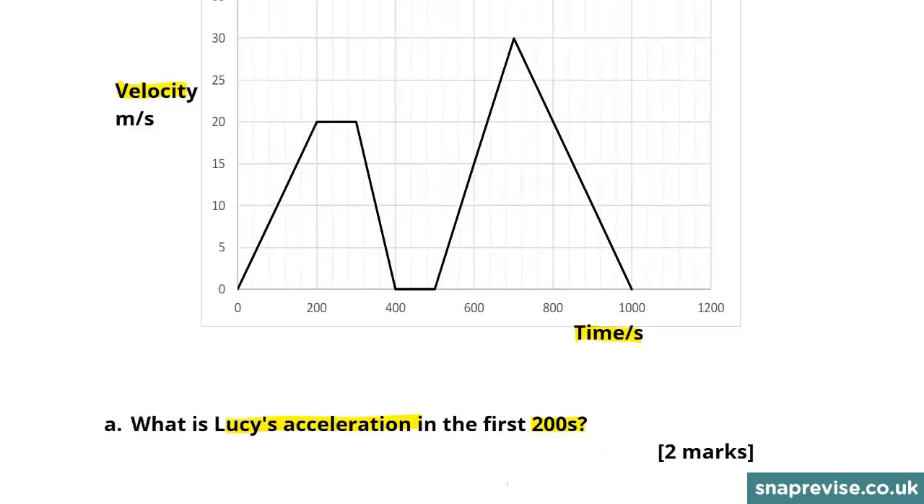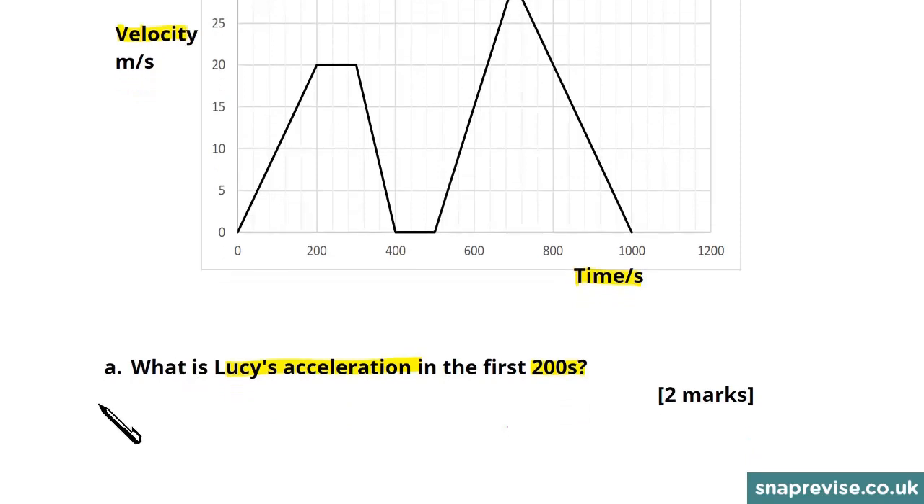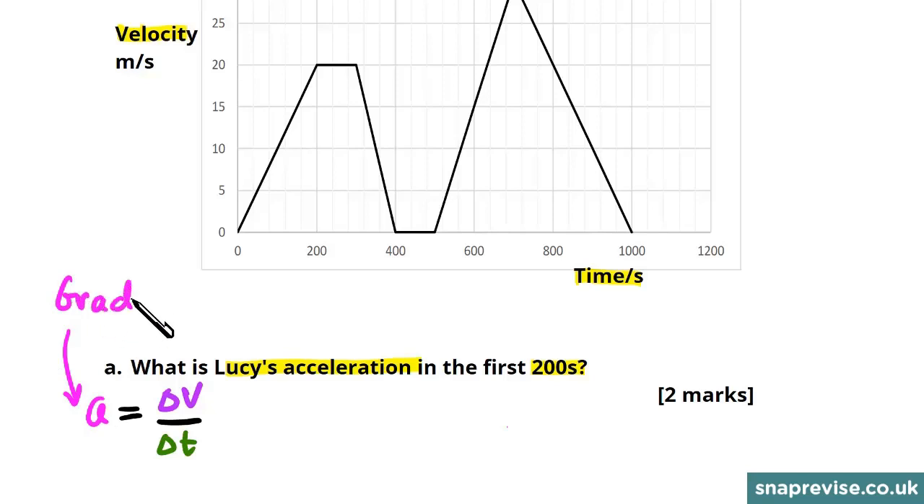Well, let's start by reminding ourselves what we know about acceleration. We know that the acceleration is equal to the change in velocity divided by the change in time. In other words, the acceleration is equal to the gradient. So let's just note that down too. This acceleration is the gradient of the graph.